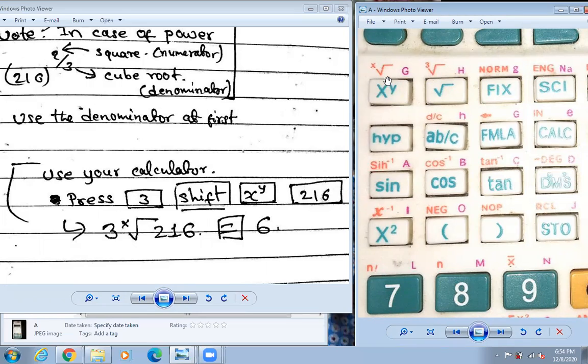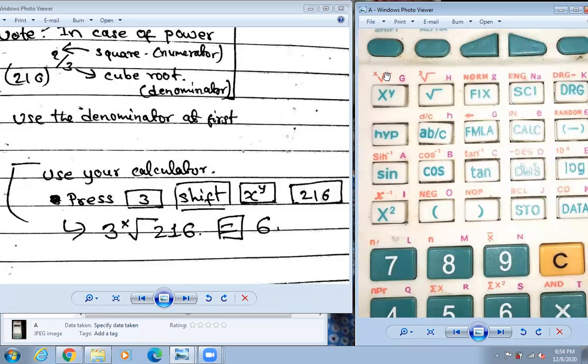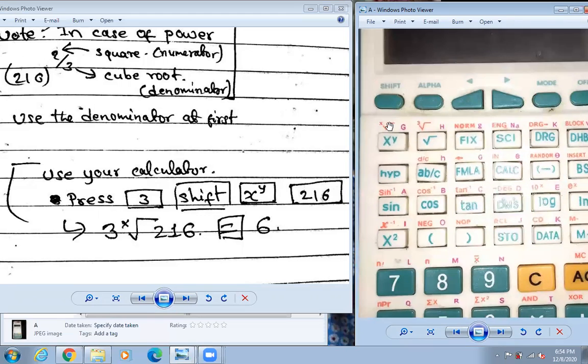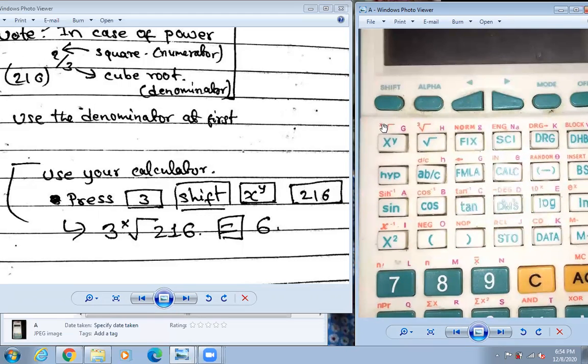Why be confused afterwards? Let me try. Let me show you with this number. Always remember, if something is written in this orange color, then you need to type shift. This is the shift button. If you want to get this one on your calculator screen, you need to type shift to get this orange color.